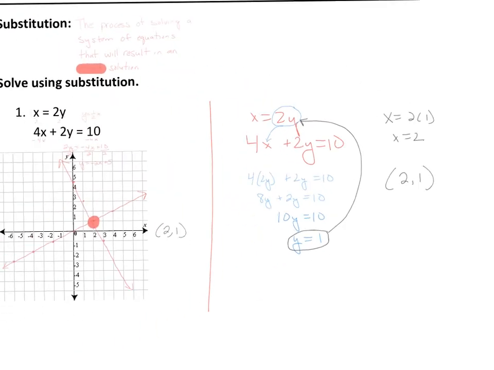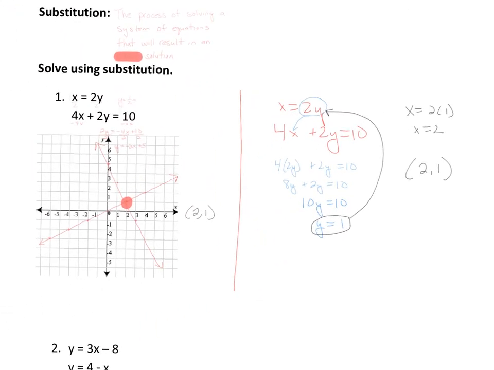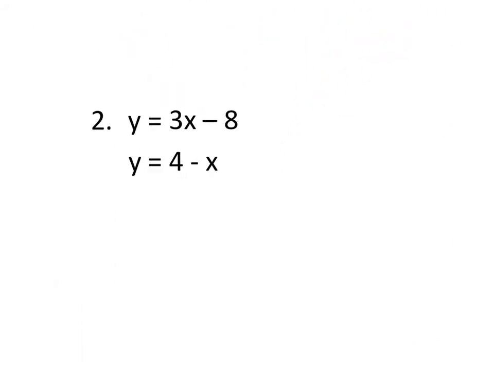If I come back over here and look at my grid, our coordinate point over here was 2, 1 as well. So this is the graphing form that's usually giving you about what your answer is. This is substitution, which is giving you exactly what your answer is. Okay, all right, let's take a look at another problem here.